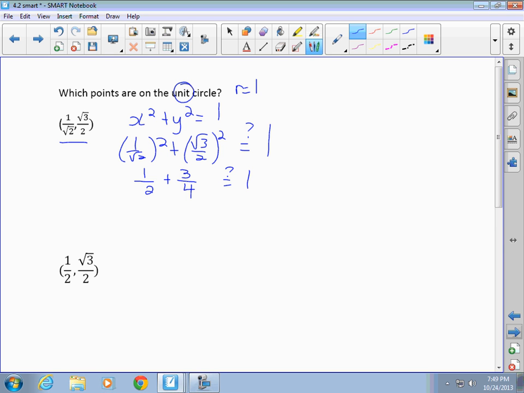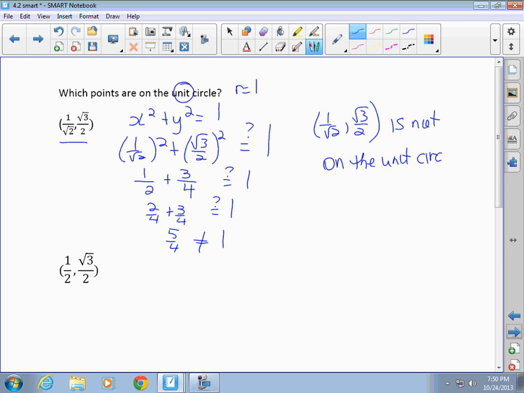So 1/2 plus 3/4. If I change this into an equivalent fraction, I have 2/4 plus 3/4. Checking if it equals 1. Well, obviously it's 5 over 4, not equal to 1. So this is not on the unit circle. So 1 over square root 2 and square root 3 over 2 is not on the unit circle. So that's the steps that you use if you're trying to find out if a point is on a unit circle.